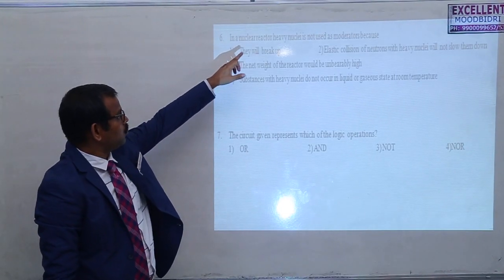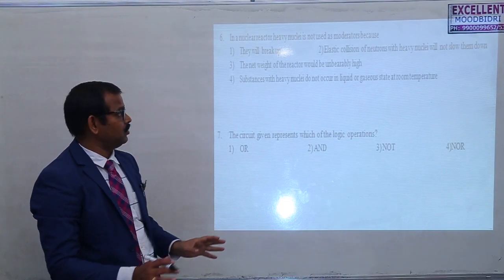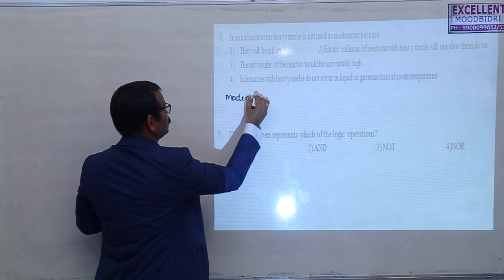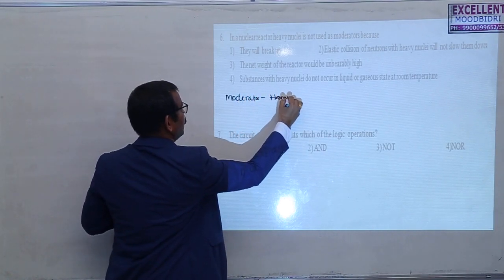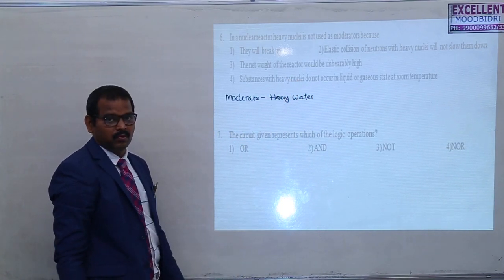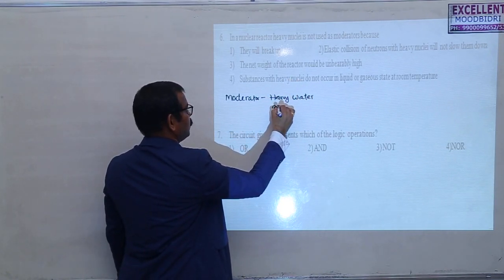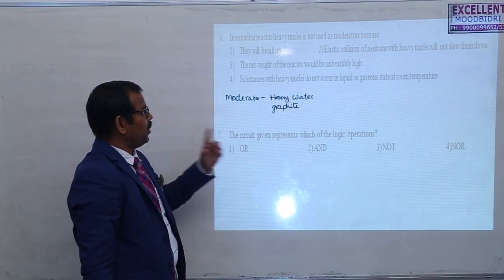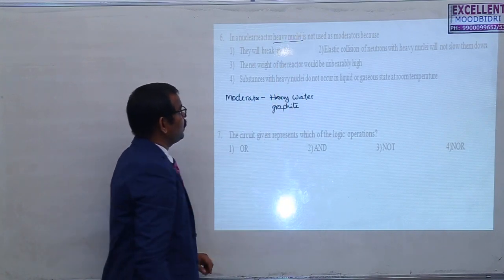Number 6. In a nuclear reactor, heavy nucleus is not used as moderators. Generally, the moderators that are used are heavy water but not heavy nucleus. Or graphite also can be used as a moderator here. But for all these, the nuclei have less mass. Why are they not using these heavy nuclei?